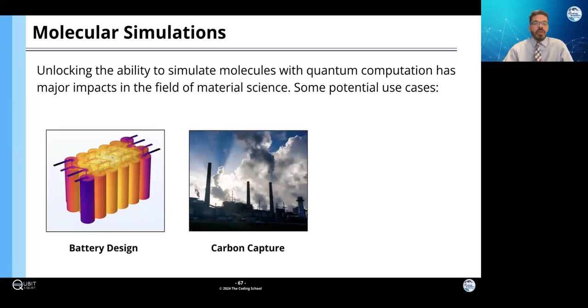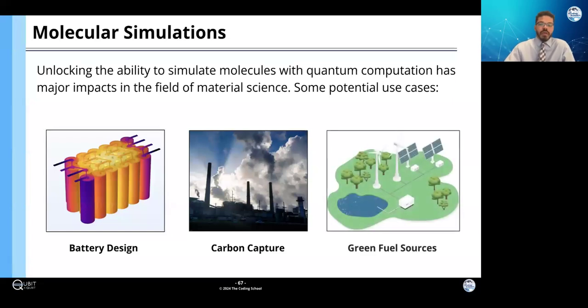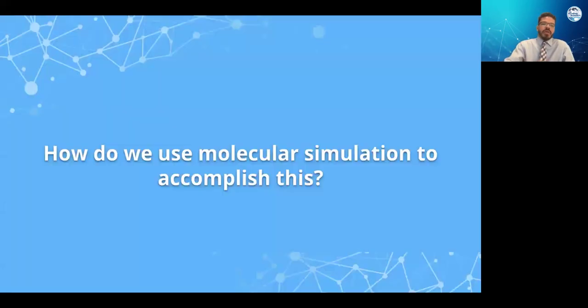Carbon capture. Could we design an efficient material that just sucks carbon out of the air? Right, that would be great for dealing with climate change. Green fuel sources, right? What if we could figure out some kind of process that makes biodiesel more efficient? What if we could optimize our design of a solar cell? These things would all benefit from molecular simulations that come from quantum chemistry. So how do we use molecular simulations to accomplish this? Why are molecular simulations useful or interesting?